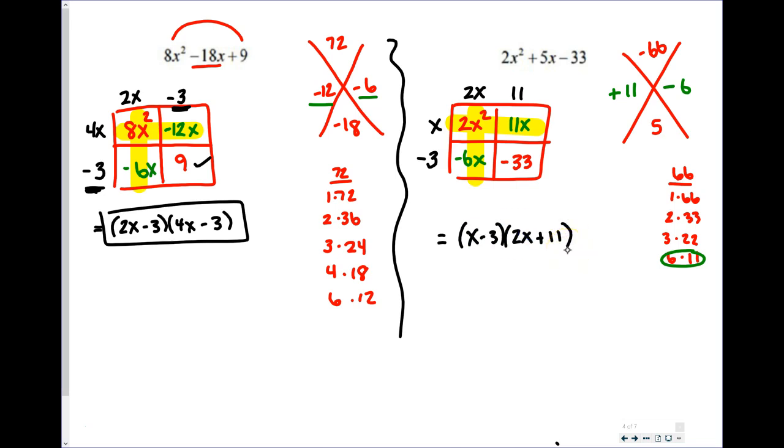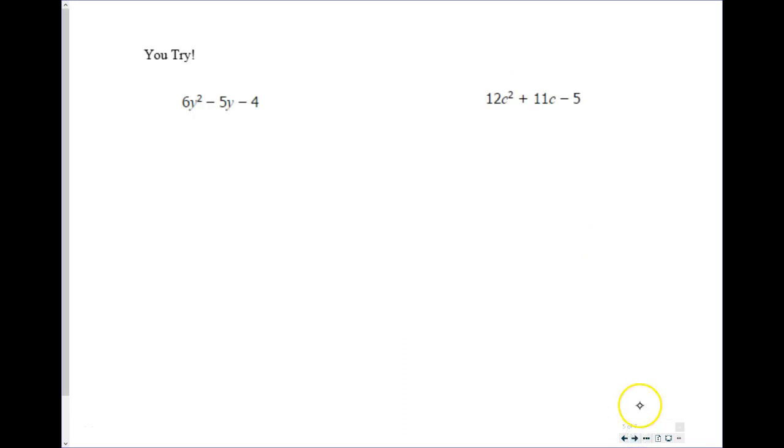Alright? Now I want you guys to pause the video and I want you to try these two problems on your own. Okay? I need to see work when you come show me your notes, and if you don't know what to do, please come ask me while you're watching. Alright, these should be your solutions. 2y plus 1 times 3y minus 4, 3c minus 1 times 4c plus 5. Please have your work to show me, or I will not let you go on.